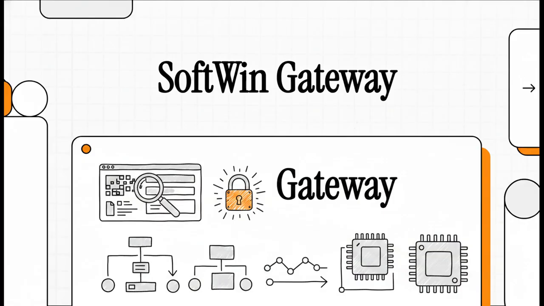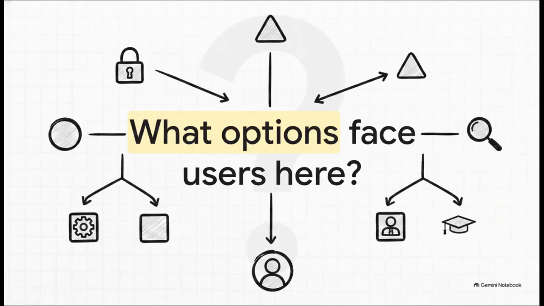Let's break it down. So let's put ourselves right in the shoes of a user arriving at this digital threshold. When you look at this, you aren't just looking at text, you're looking at a highly structured decision tree. It's like a giant puzzle. What choices are actually being offered here? And how exactly does the platform categorize you from your very first click?